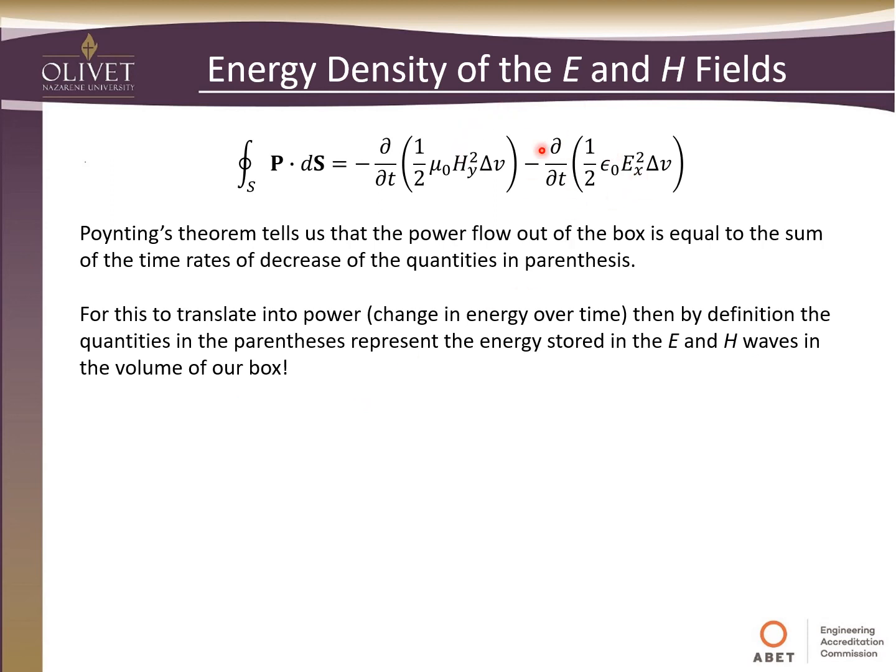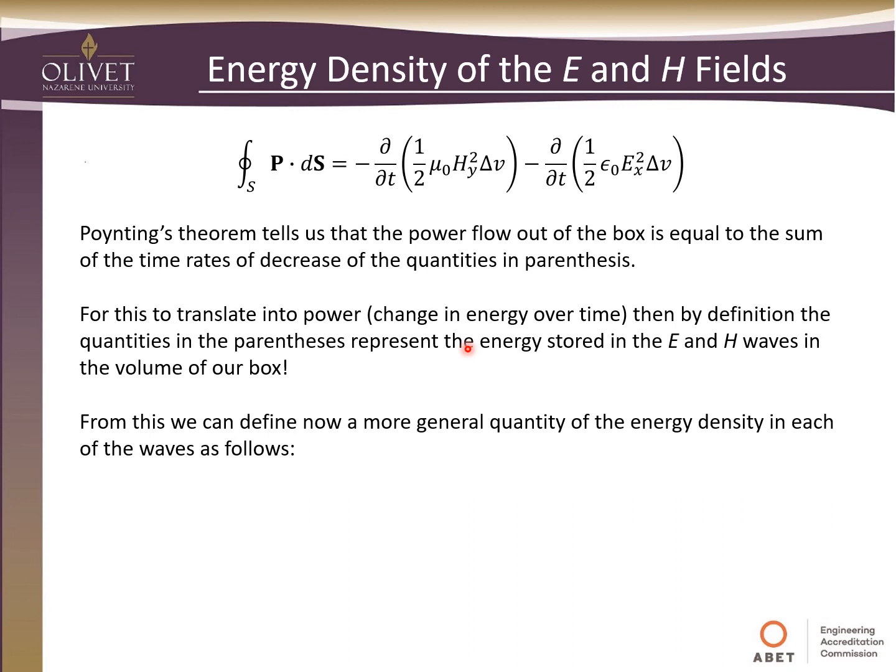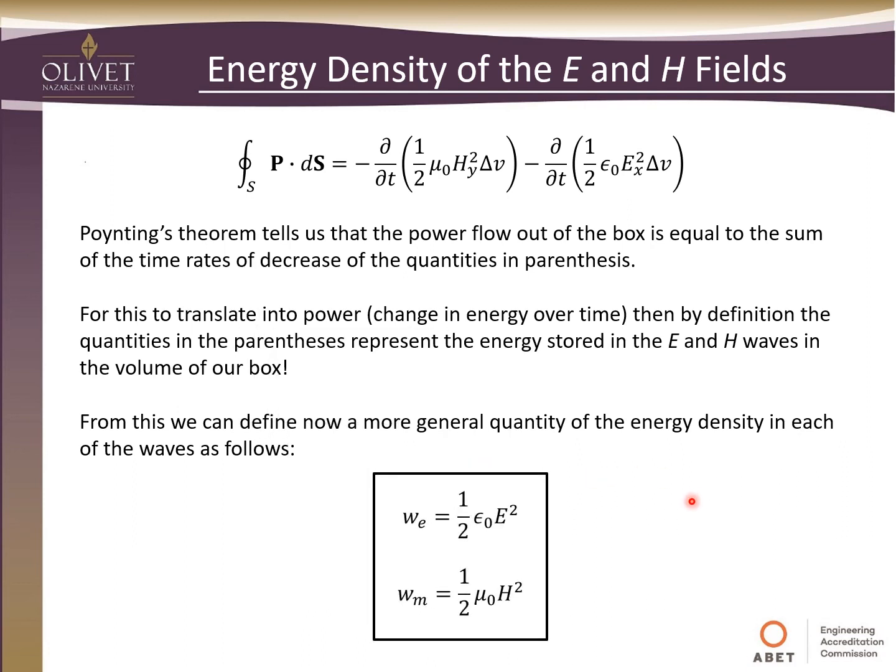This was a huge discovery Poynting was able to make, and this is what helped us not only tell us there was energy in these electric and magnetic waves, it also quantified what that energy was. From this we can now define a more general quantity of the energy density in each of the waves as follows. This is the major contribution Poynting made in electromagnetics: we can now define the energies that are stored in the electric and magnetic waves.